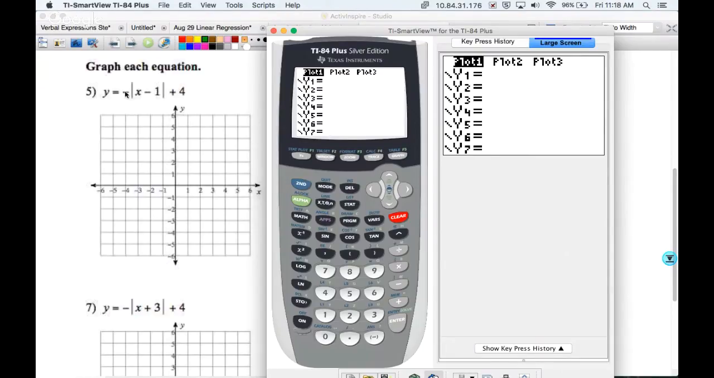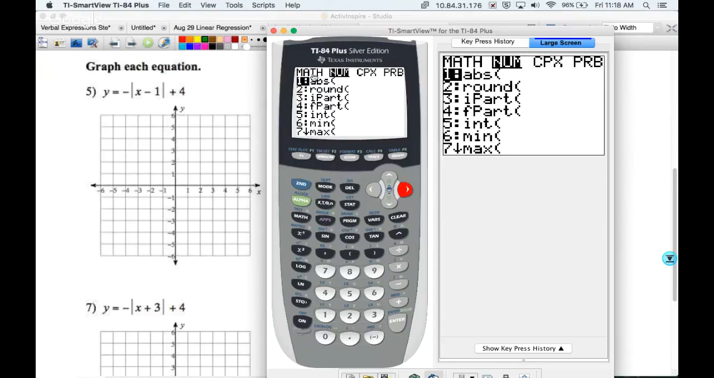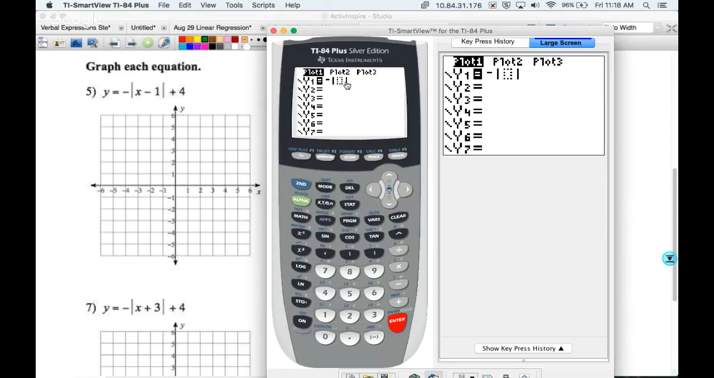Now, this problem starts with a negative, so I'll just use the negative button down here. Don't ever use a minus for a negative. That'll cause an error. To get the absolute value brackets, I need to go math over to number at the top there, and then press absolute value, number 1. It gives me the brackets. If your calculator just says ABS and then has parentheses, it's working the same.